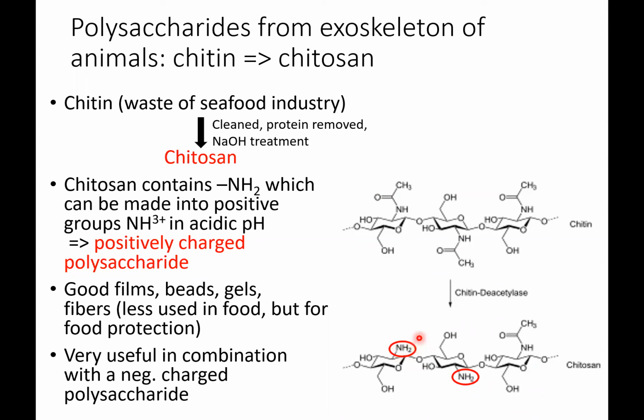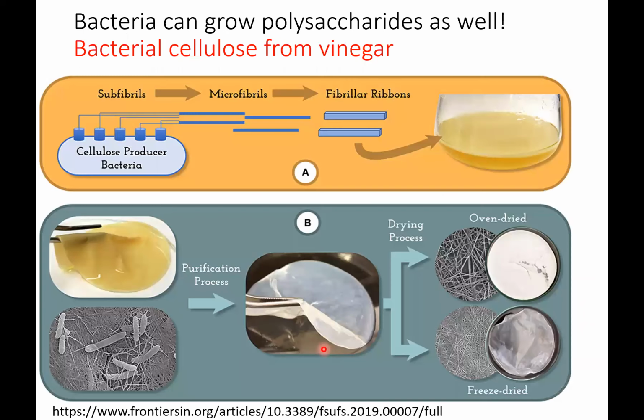Now, this here gives you a polymer with a positive charge. This forms films very easily. And you can combine it with a negatively charged polysaccharide. This is more important maybe for packaging or things like that, film formation over food. It's non-toxic, it's fine, but it's less added to food.